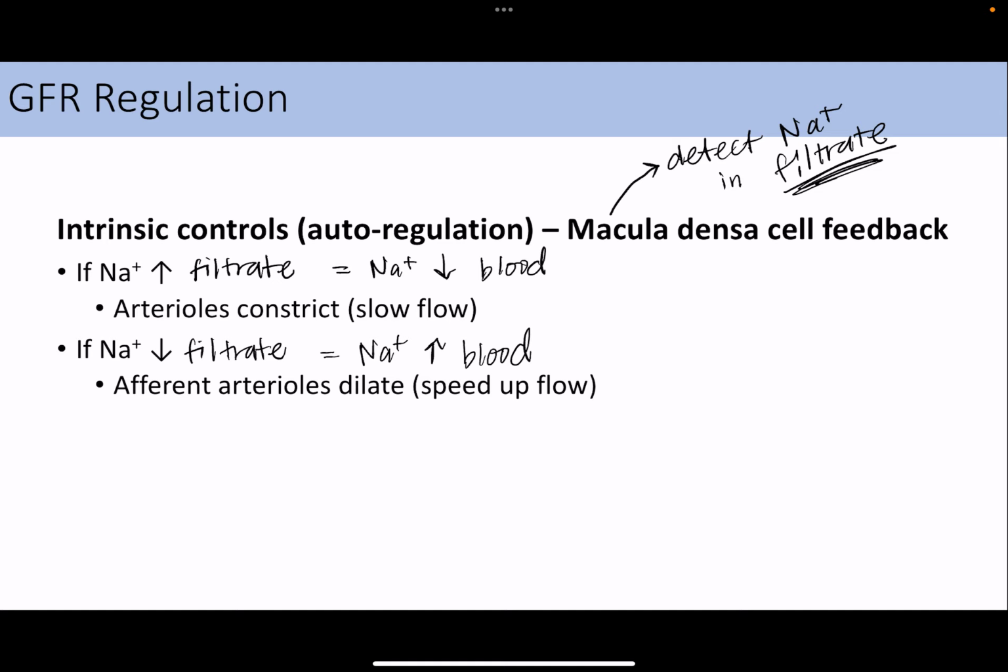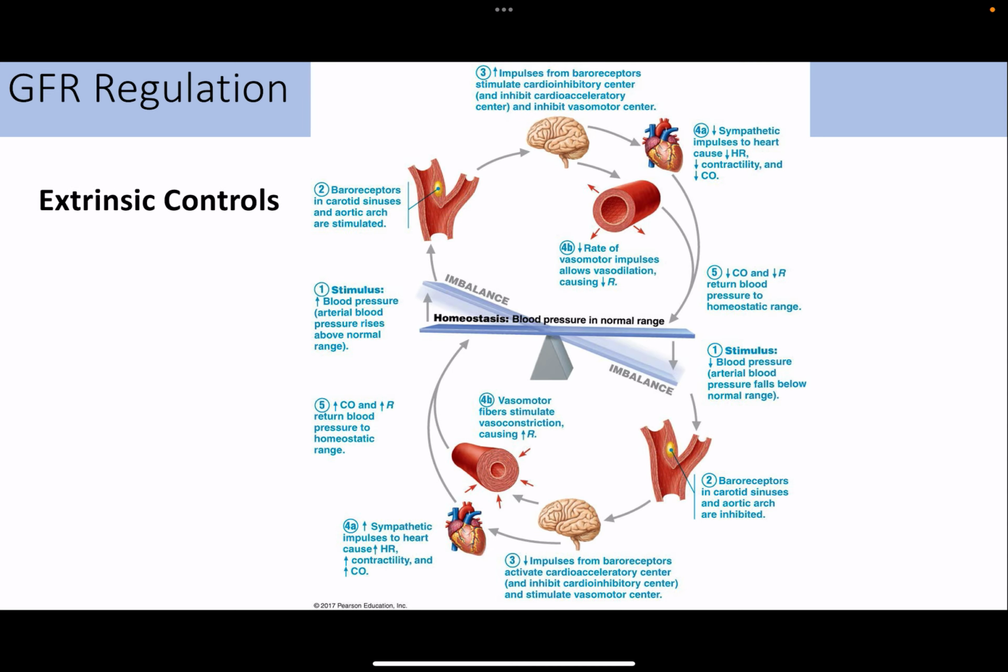All right, so that is macula densa cell feedback, also sometimes called tubuloglomerular feedback. So if you hear it, see that in your textbook, that's what it's referring to. But extrinsic controls. Extrinsic controls, which are happening outside the kidneys.